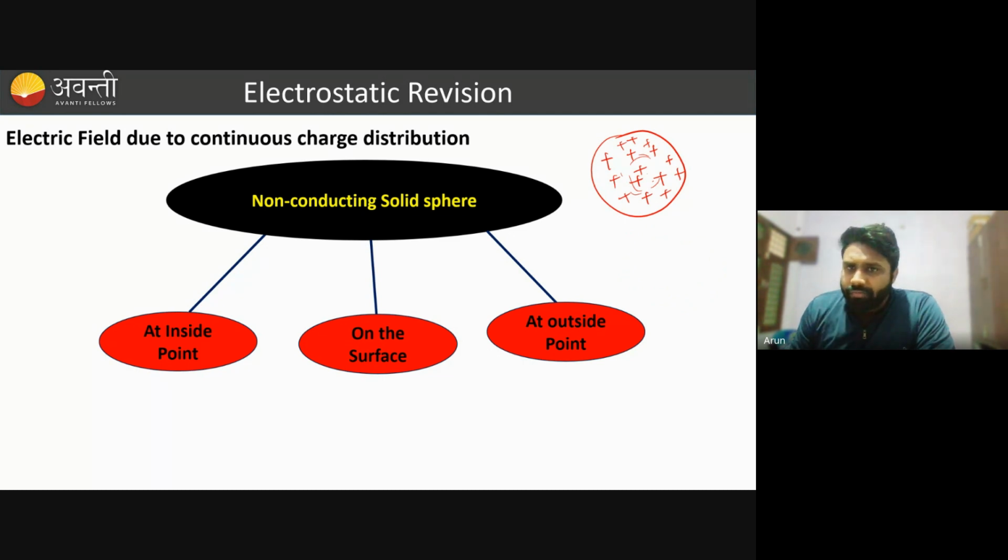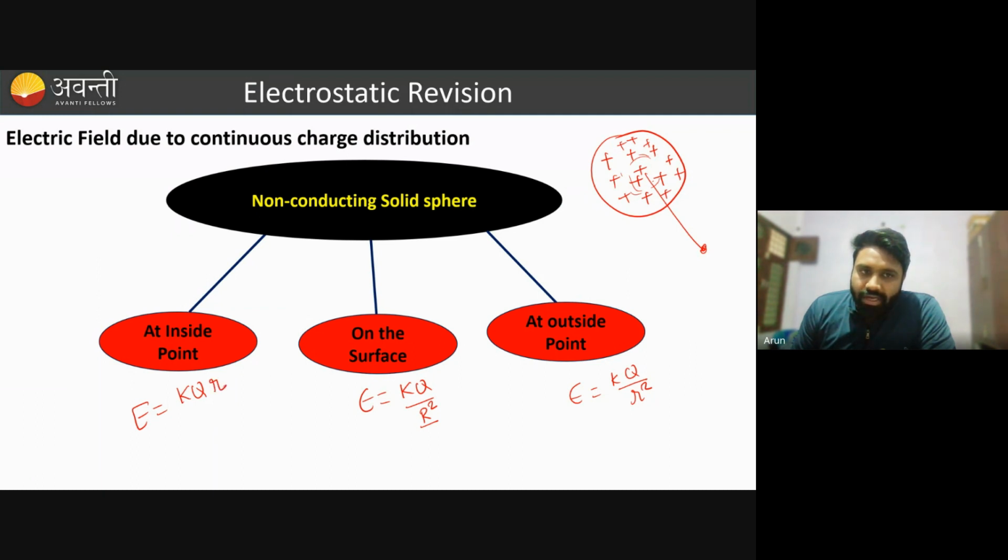For an outside point, no worry, because for an outside point you can consider this to be a point mass. So it is kq by r square. On the surface, no, do not have to worry. Surface also kq by r square, where r is the radius. Now inside, we know that inside a non-conducting solid sphere, it is k capital Q small r divided by r cube.